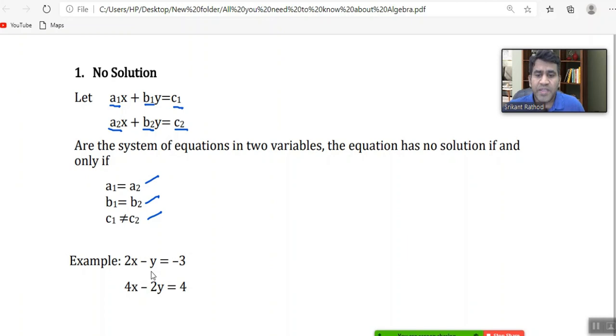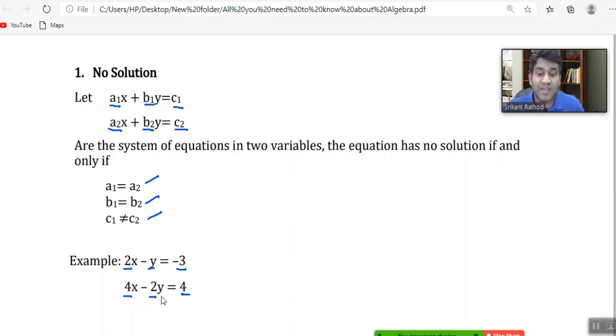The example says 2x minus y equals minus 3, 4x minus 2y equals 4. Now just think of it: does this system of equations have a solution or not? By looking at this, you might say that here it is 2, here it is 4, here it is negative 1, here it is negative 2, here it is negative 3, and here it is 4. You might see that all the values of a1 and a2 are different, b1 and b2 are different, and c1 and c2 are also different. I mean, a1 is not equal to a2, b1 is not equal to b2, and c1 is not equal to c2.